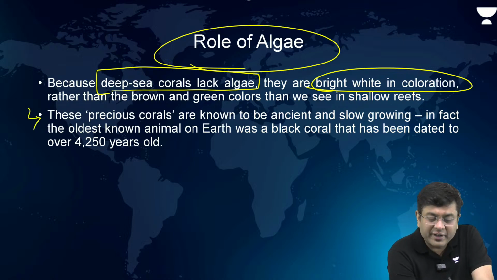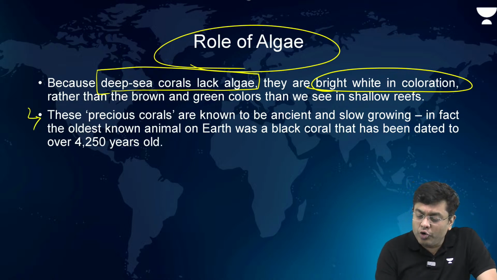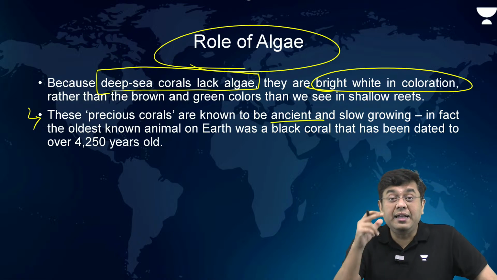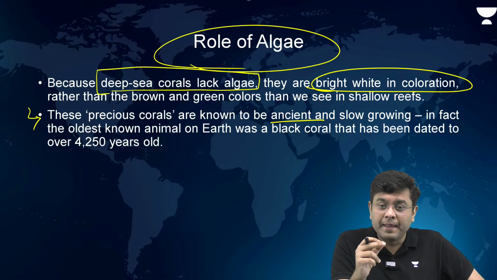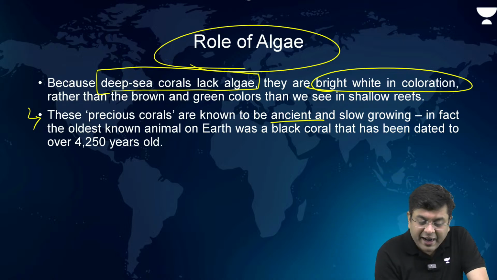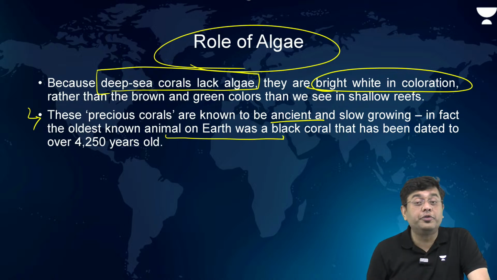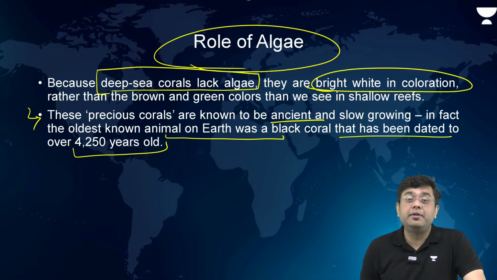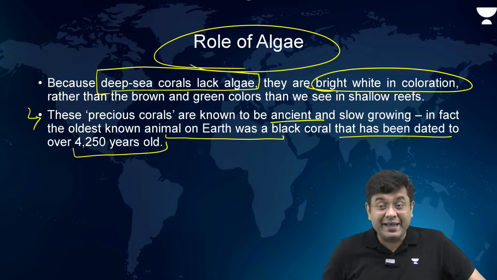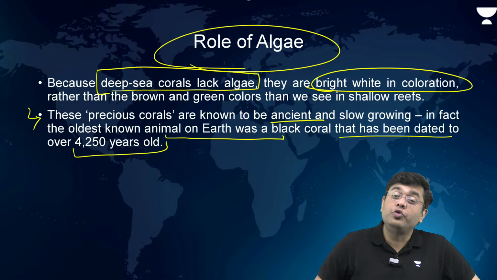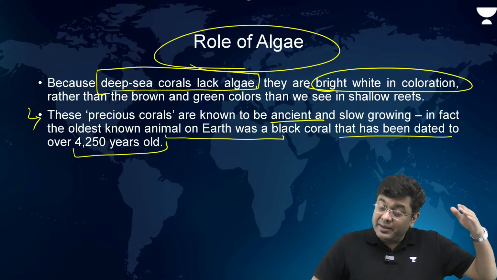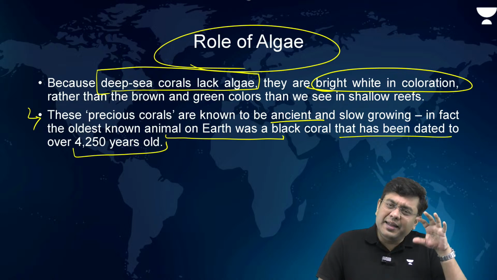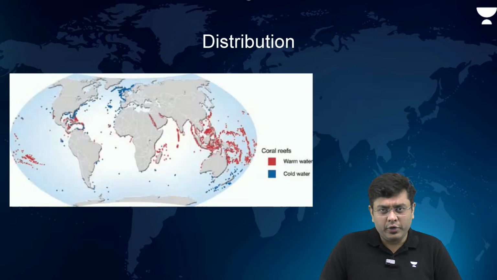Then these precious corals, that is the deep sea corals, are known to be ancient and slow growing, very slow growing. And they have a very long life cycle. Please understand that. In fact, the oldest known animal on earth was a black coral that had been dated to 4,250 years old. So you can imagine how ancient these corals can get. They grow very slowly and they are able to survive for a longer duration.